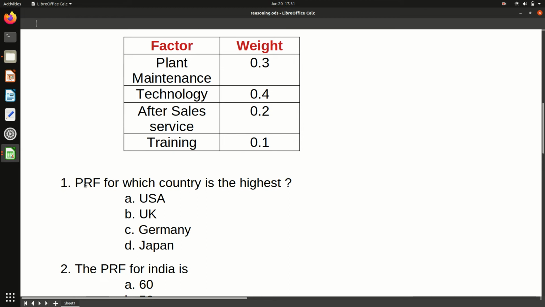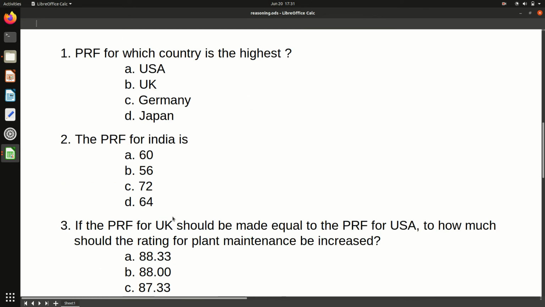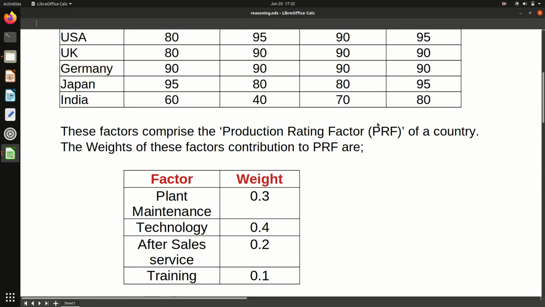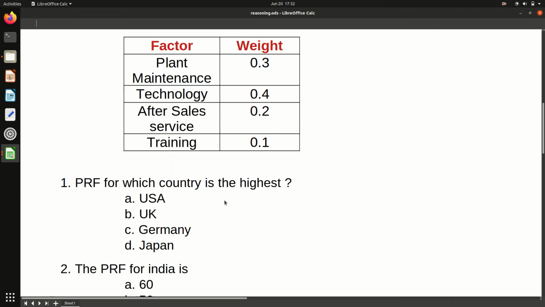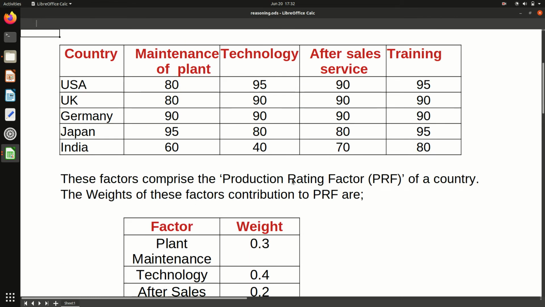The first question is, PRF for which country is the highest? If you see carefully, all the questions depend on PRF. So we have to just calculate the PRF, the production rating factor. If we calculate PRF, we will be able to solve all the 4 questions very easily. So the first question is, which country has the highest PRF? Now how will we calculate the PRF?